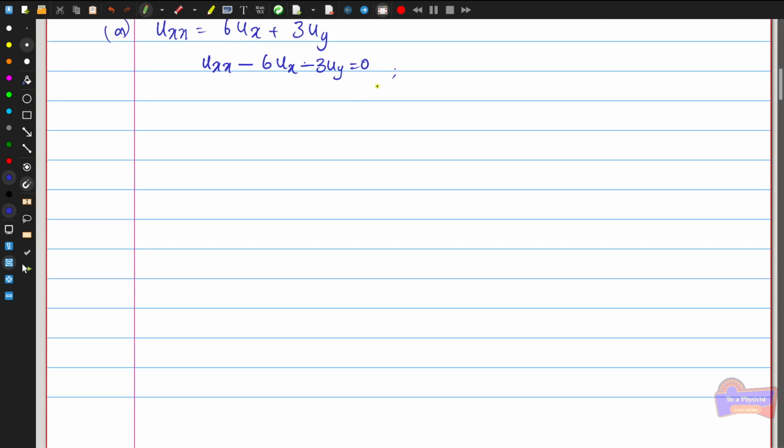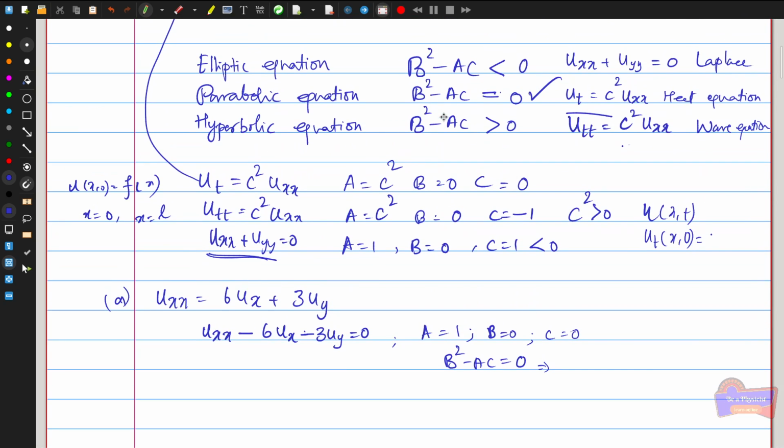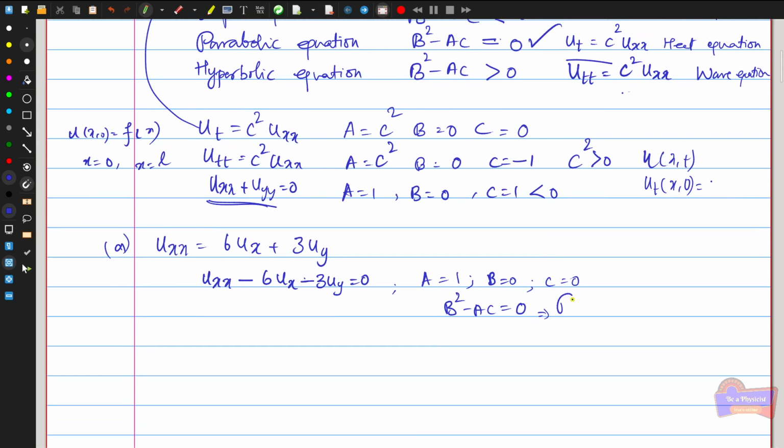So for this equation, uxx has the coefficient 1. That means a is equal to 1, and b is 0 because it doesn't have any xy term, and c is also 0 because there is no yy term. If you substitute into b squared minus 4ac, which is equal to 0, then the given partial differential equation is of the parabolic type, because b squared minus 4ac equal to 0 comes under the category of the parabolic equation. Okay, so this is a parabolic equation.